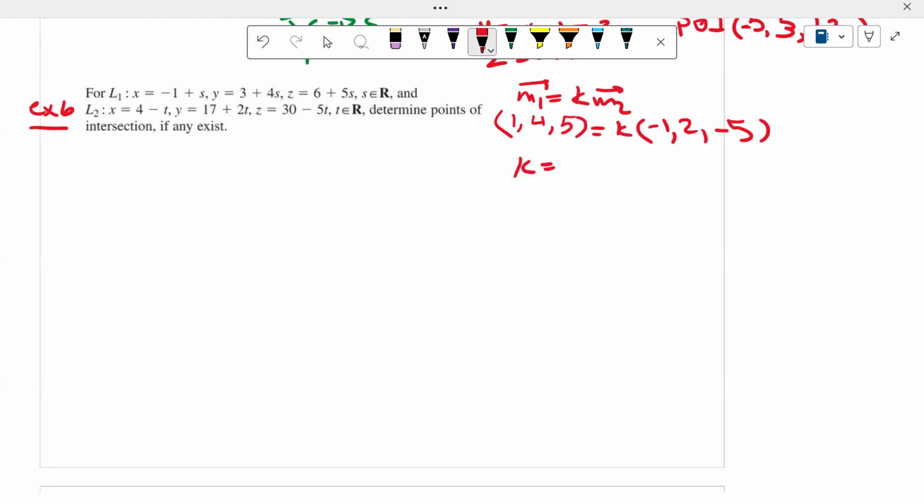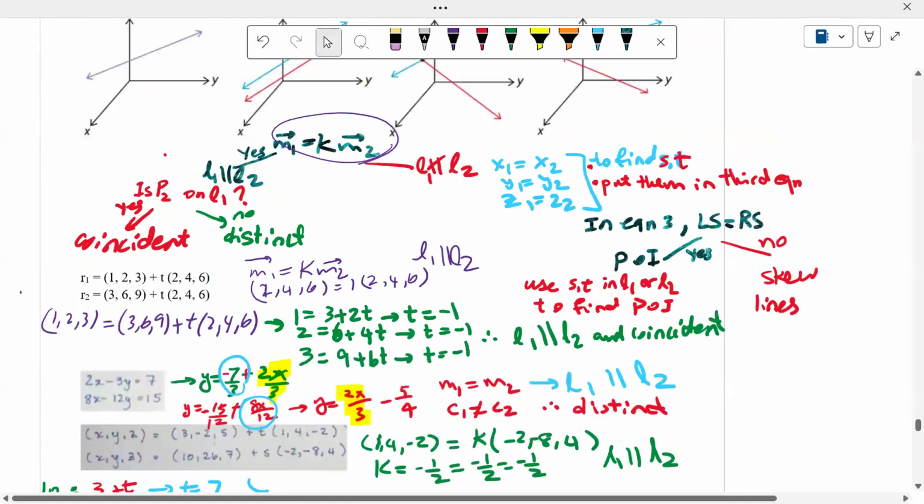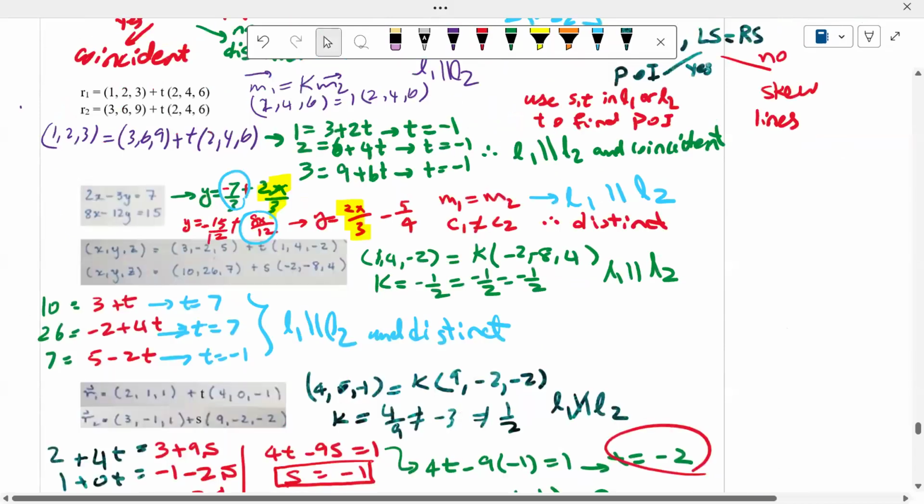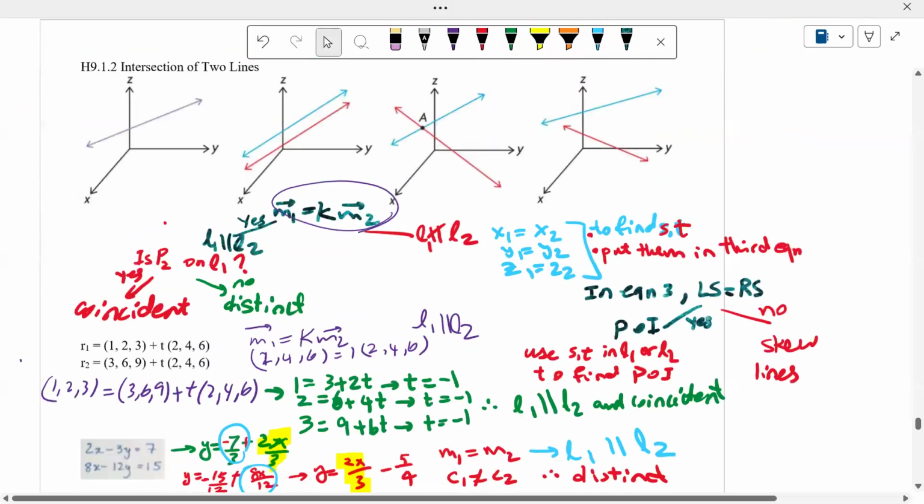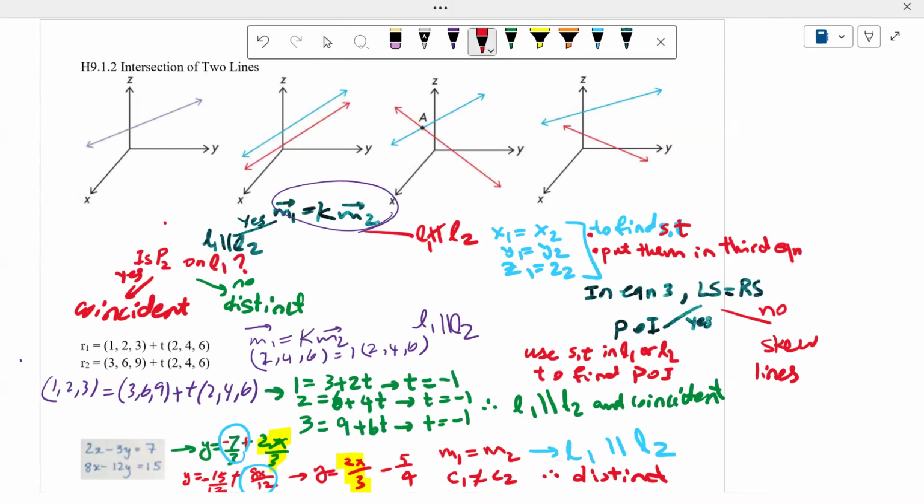So if I do that, I get k is equal to minus 1. But this is not equal to 2, and it's not equal to minus 1. Therefore, line 1 is not parallel to line 2. Because line 1 is not parallel to line 2, we're going to have these two cases. We're going to put the parametric equation of line 1 equal to the parametric equation of line 2, solve for s and t, and then put it in the third equation. If left-hand side is equal to right-hand side, we have a point of intersection. Otherwise, we have skew lines.